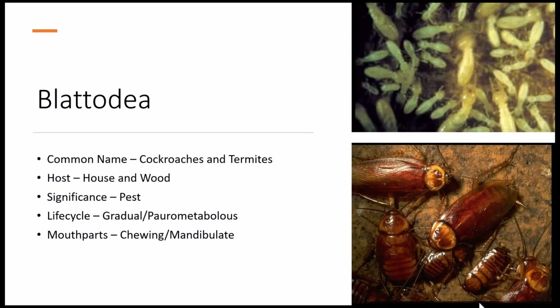The first order of parametabolous insects that we're going to be looking at are the Blattodea. These are cockroaches and termites. They are found, depending on the species, either in a house or in wood. Their significance is that they are considered a pest. There are reasons why they might be beneficial, but for the purpose of the contest and for most people, they are considered to be pests. Again, they have that gradual life cycle, or are parametabolous, and they have chewing or mandibulate mouthparts.